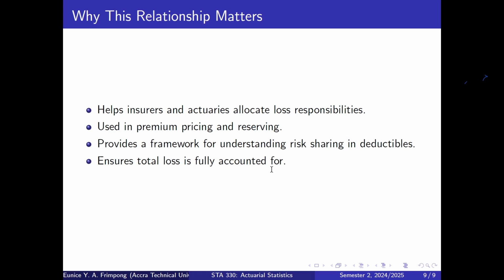In conclusion, to summarize, the unreimbursed loss Z is the portion of the loss the insured pays. It is calculated using Z equals the minimum of X or D. We compute the expected value of Z to estimate the insured's average out-of-pocket cost. There is a fundamental identity, which is Y plus Z is equal to X, and it helps us validate our models. This identity also applies to expectation. These relationships are fundamental to the design, analysis, and pricing of insurance contracts.